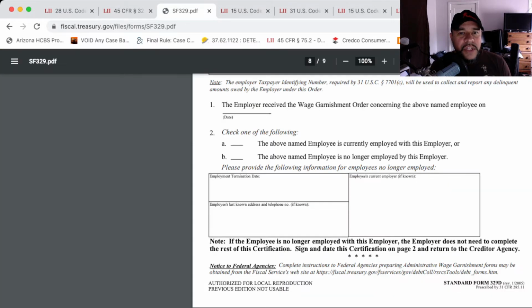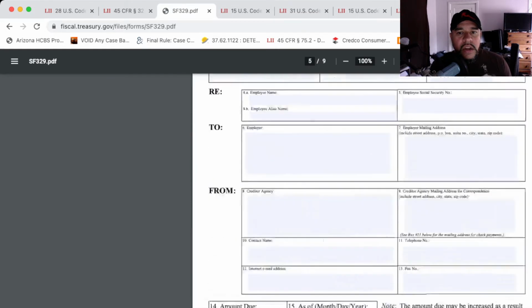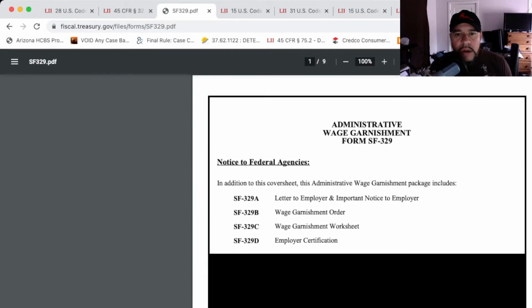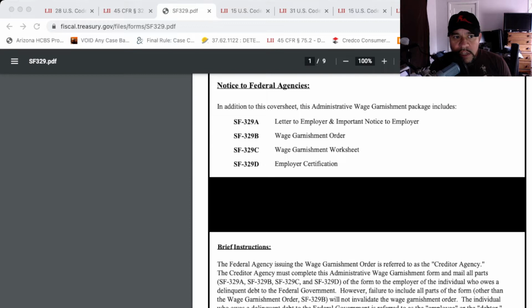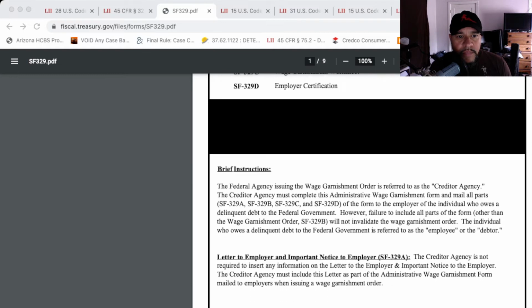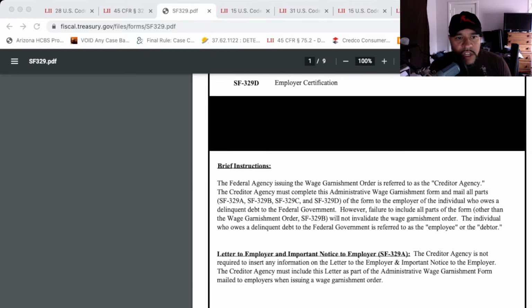The SF 329 forms here. Administrative wage garnishment. You can see there it says the 329A, the 329B, the 329C, and the 329D, which is the creditor agency.